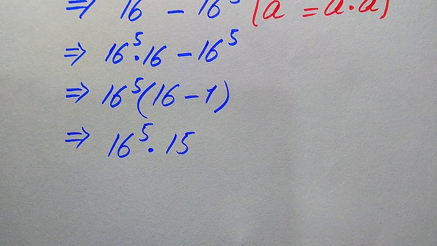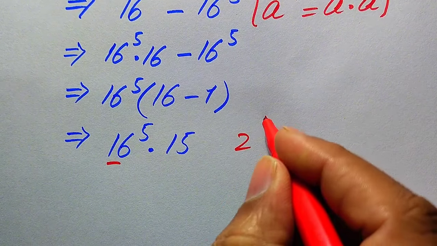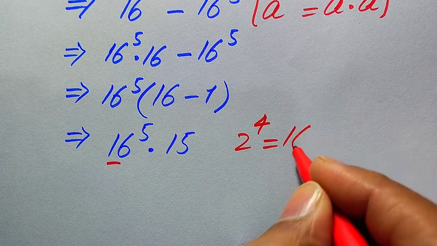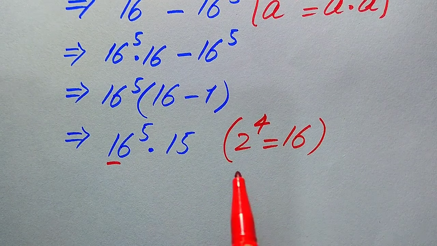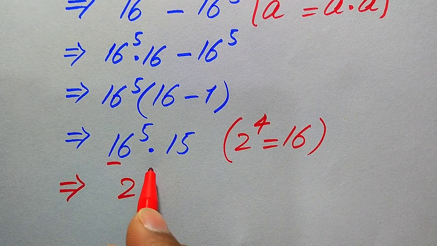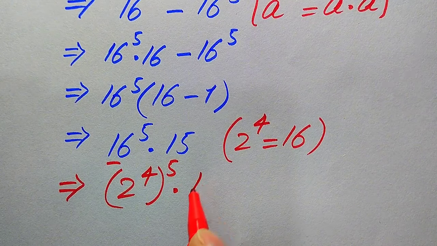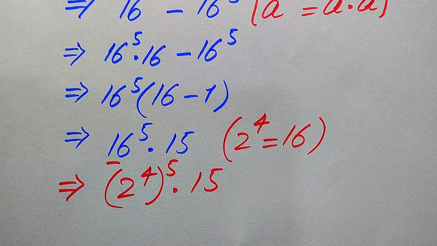Here you know that 16 is written as 2 to the power of 4, because 2 to the power of 4 is equal to 16. So we replace 16 with 2 to the power of 4, and it becomes 2 to the power of 4 with its exponent 5, multiplied by 15.